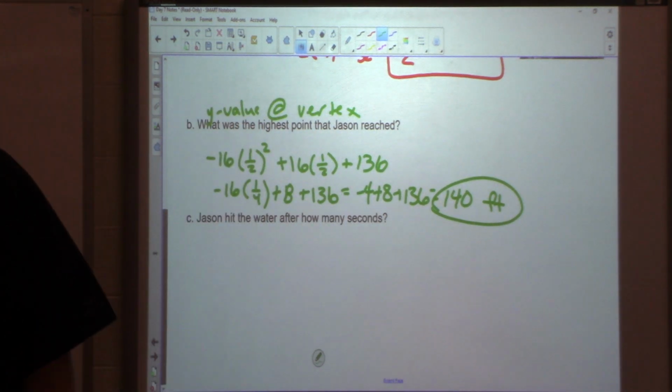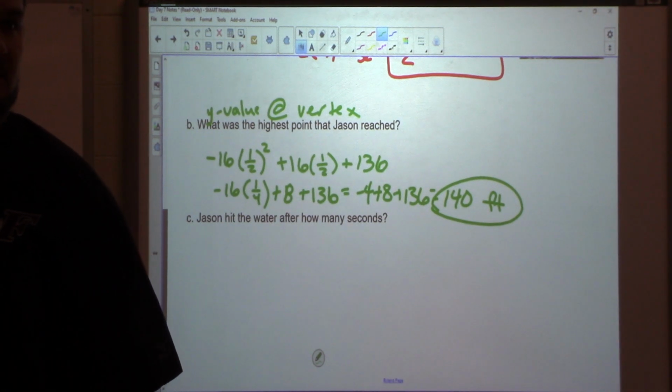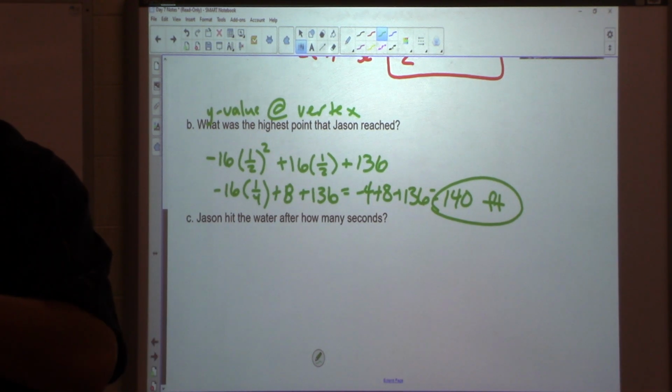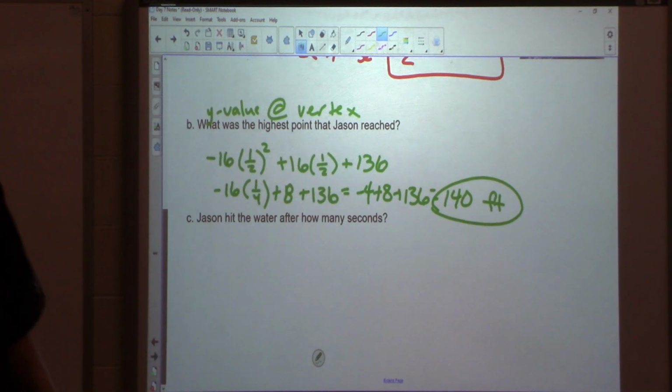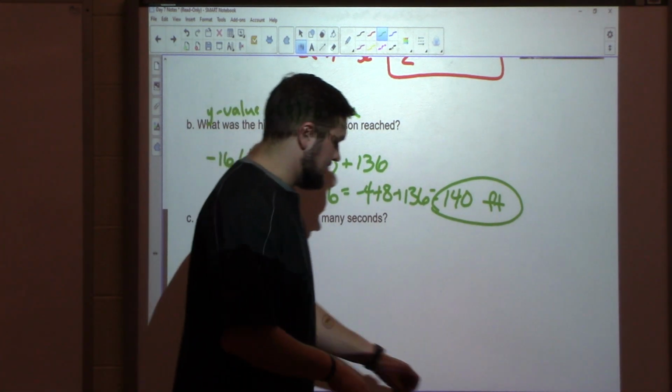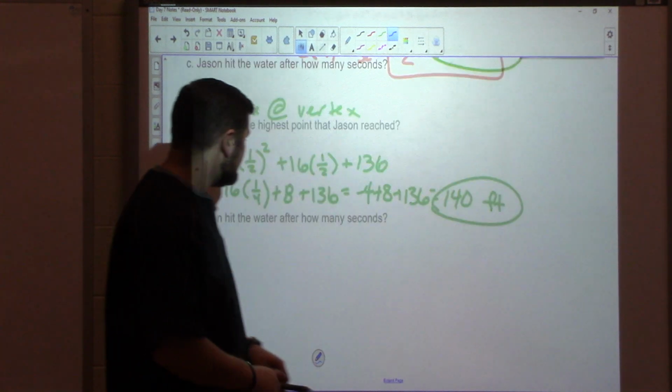The next question. Okay, so he's 140 feet in the air at his maximum height before he starts going down towards the water. Does that make sense? Right? If it's asking for height, we're plugging in, trying to find y. If it's asking for time, we're trying to find x. Okay, the last question on here for this problem.